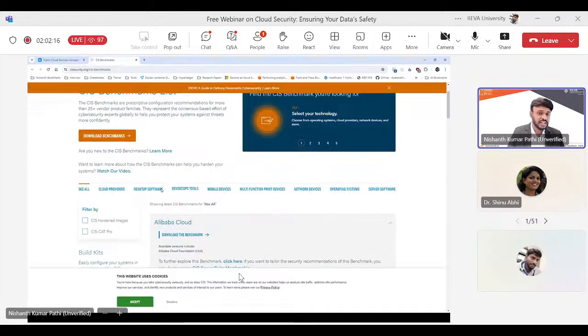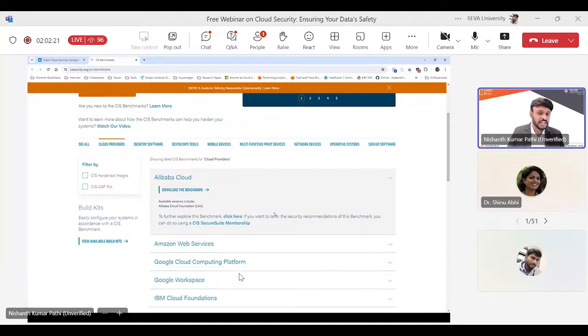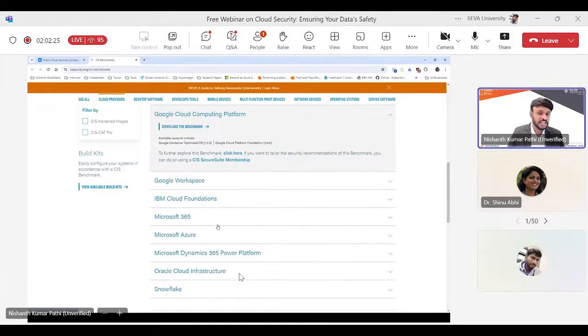In case you are coming from a specific cloud provider configuration, like Alibaba specific configuration, Amazon specific configuration, Google Cloud and all. One good thing, just to tell you, at Reva University, we teach this: even though you are multi-cloud, how do you do it? And we do automation for multi-cloud.